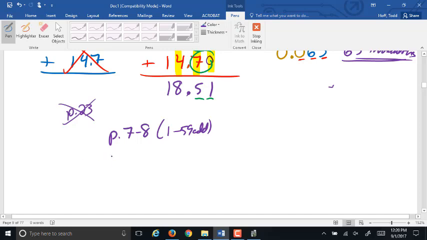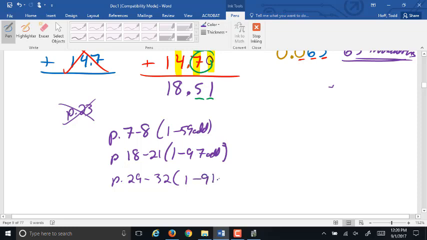Page 18 through 21, the 1 through 97, the odds. I do the odds just to make it a little bit less work for you. And page 29 through 32, that is 1 through 91, the odds. Now there's a lot of problems there.